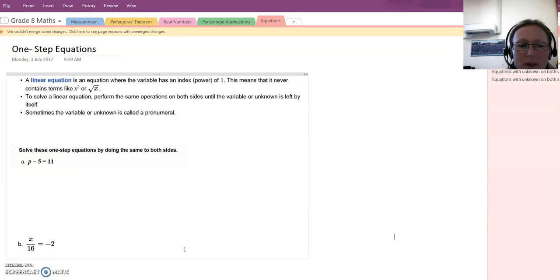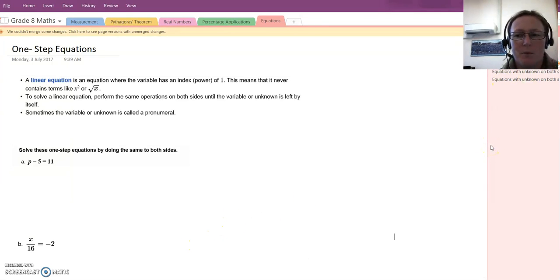Now, to solve linear equations, we perform the same operations on both sides until the variable, or unknown, often called the pronumeral, is left by itself. Now, this will be easier to see by way of doing some examples.